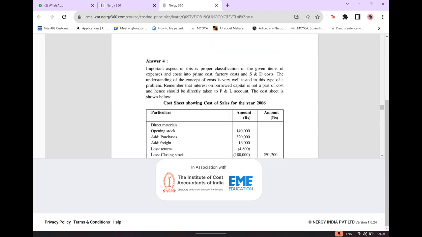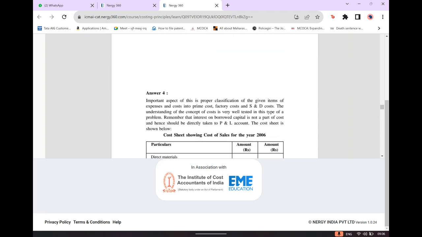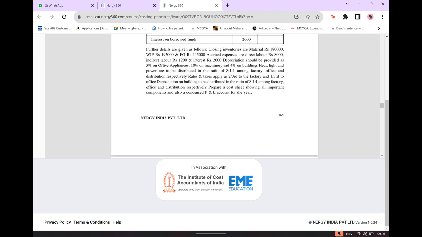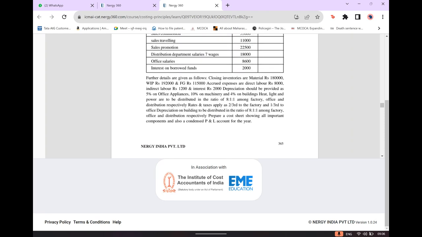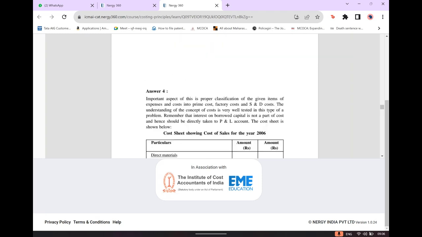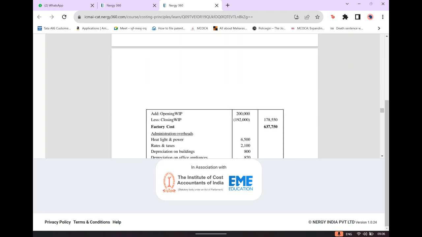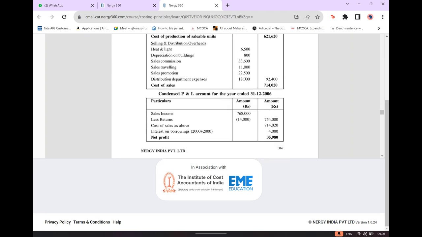So here the ratios are important. 8:1:1 is the thing, 2/3 is the one. So this is a very comprehensive problem wherein you have almost all the adjustments. Then they've asked you to prepare a condensed P&L account. So you got the cost of sales. So you have the revenue, that is the sales income of 7,68,000 less sales returns. Then cost is as above, 7,14,020.